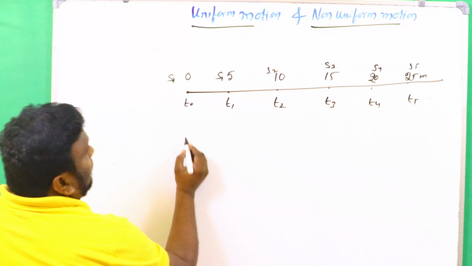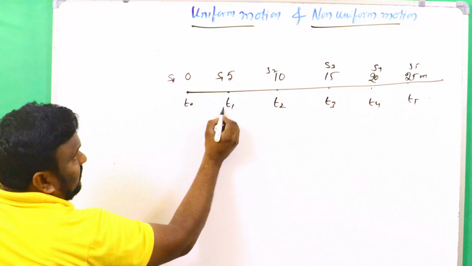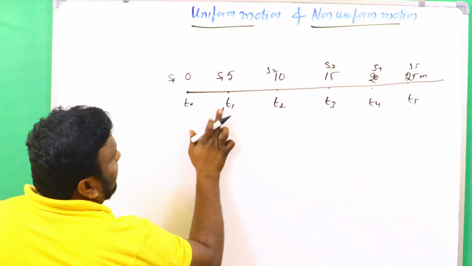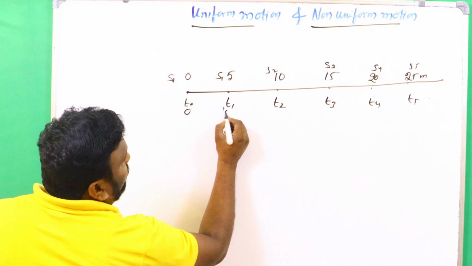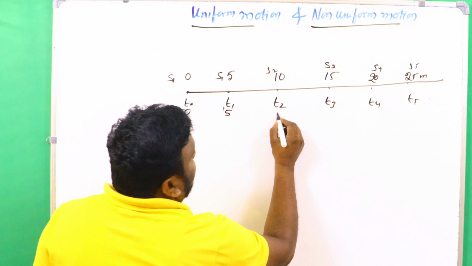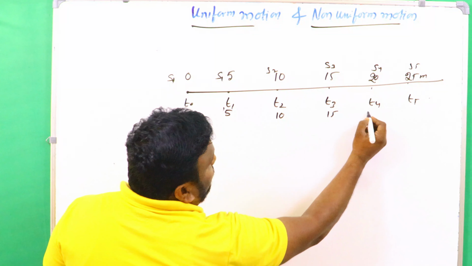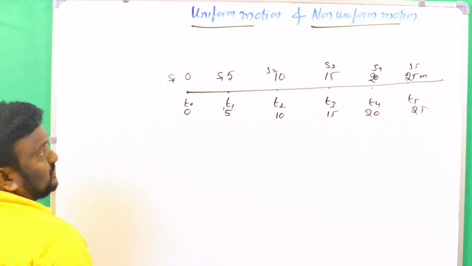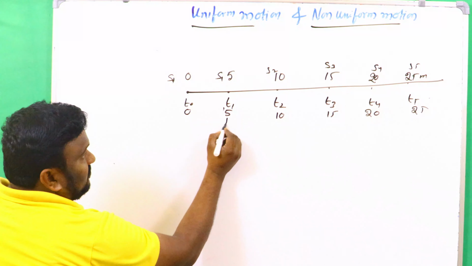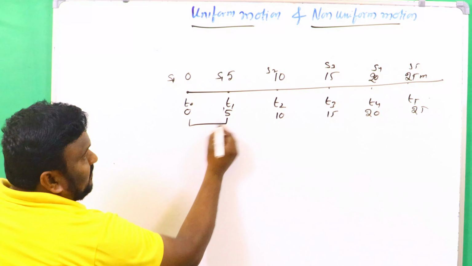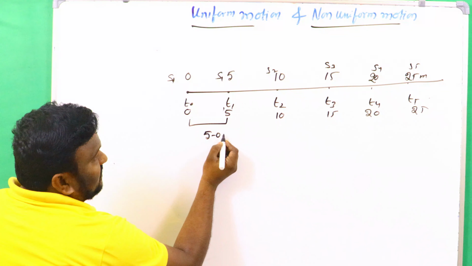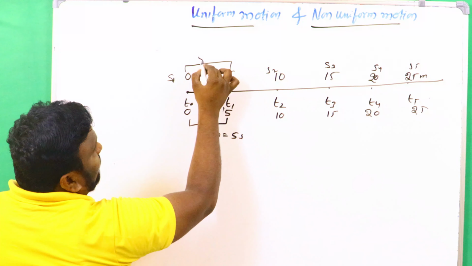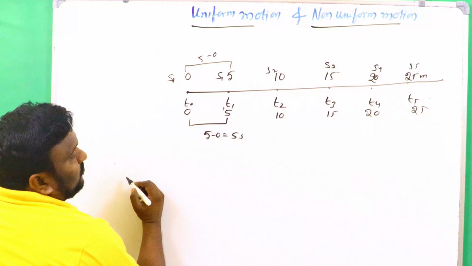Look here, what we know, the time interval is what here? We are simply going to take 0, 5, 10, 15, 20 and 25. So the time interval is 5 minus 0, that is 5 seconds. And how much distance traveled? Again 5 minus 0, which is 5.